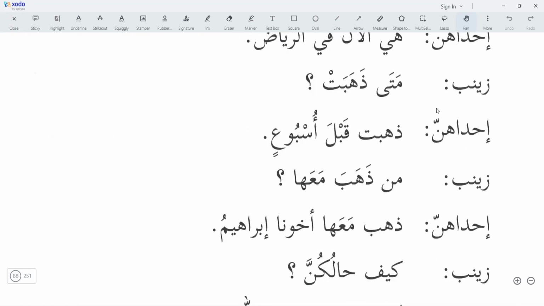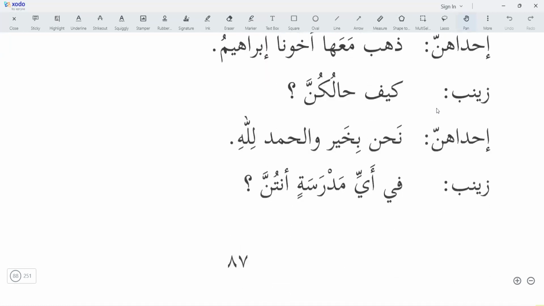Zainabu: Mata zahabat? When did she go? Ehdahunna: I don't know. Zahabat qabla usbu'in. She went a week ago. Zainabu: Man zahaba maaha? Who went with her? Zahaba maaha akhuna Ibrahim. Our brother Ibrahim went with her.